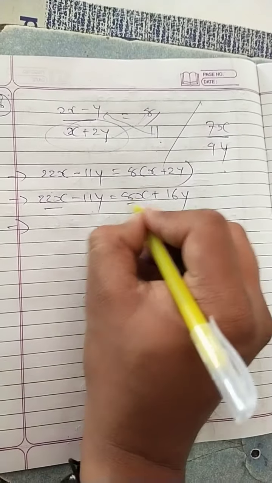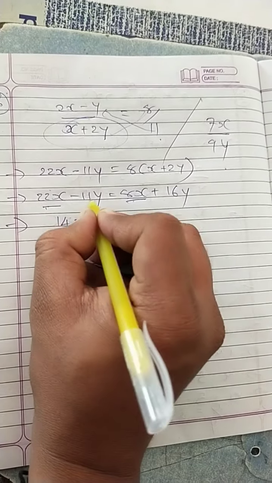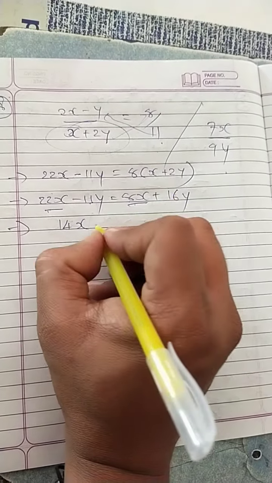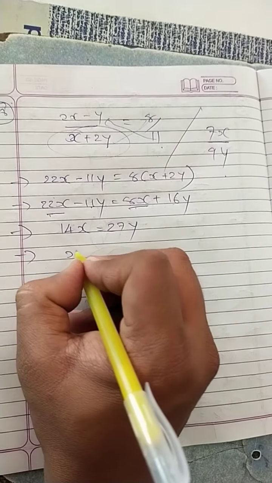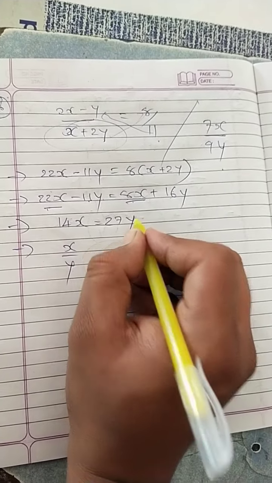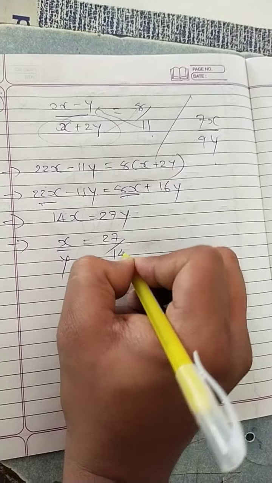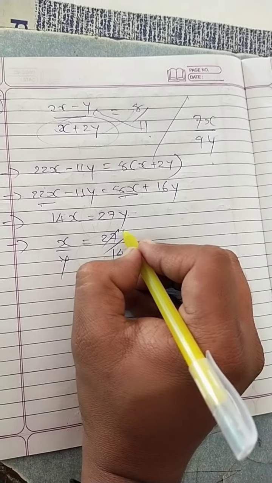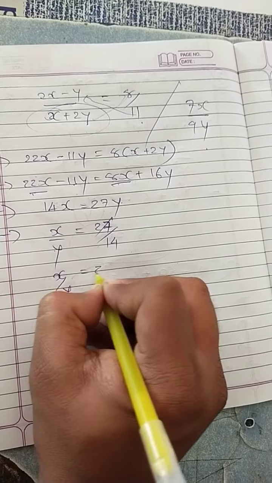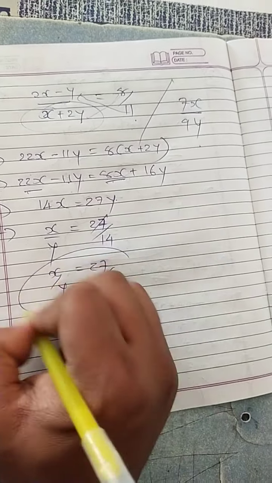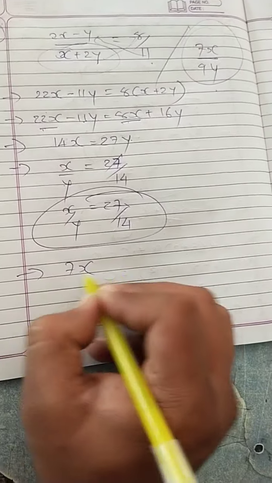Then 22 minus 8 is equal to 14x, and if minus 11y goes to that side, it becomes plus, then 16 plus 11 is equal to 27y. So from here I can get the value of x upon y. If y comes into the denominator of the left hand side, then it will be 27 upon 14. So x upon y is equal to 27 upon 14. Now to find the value of 7x upon 9y, what will be 7x upon 9y?